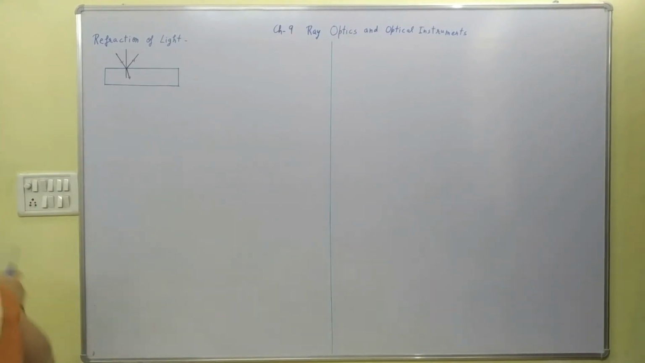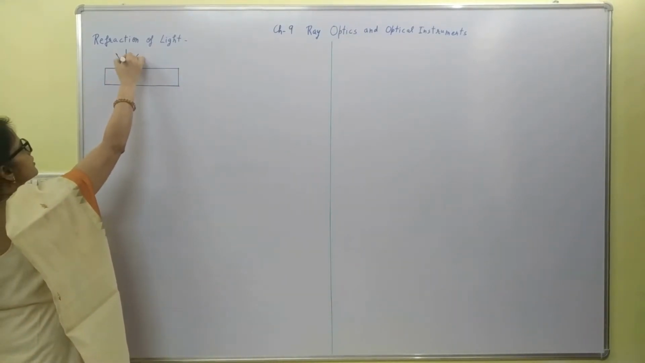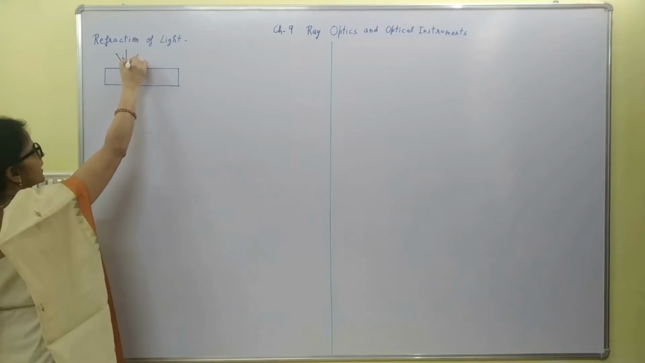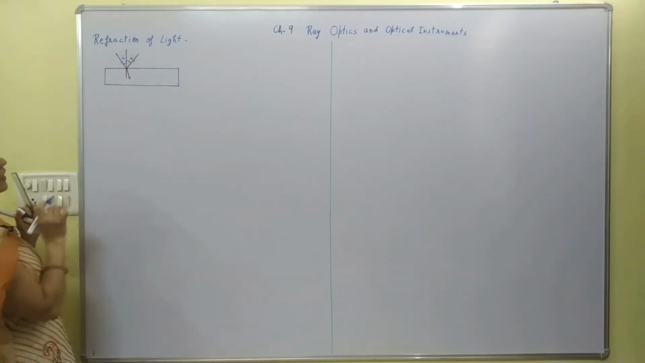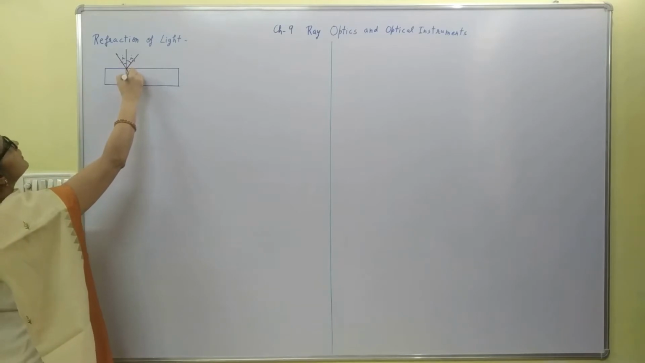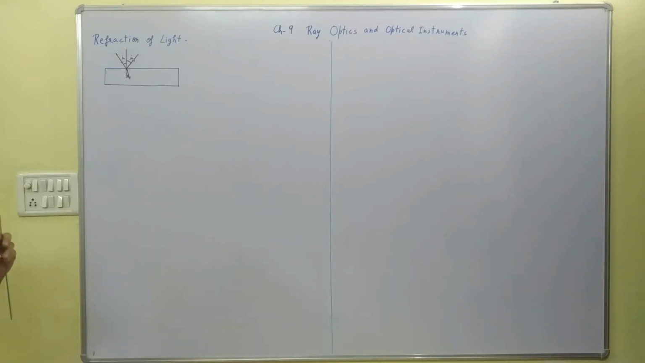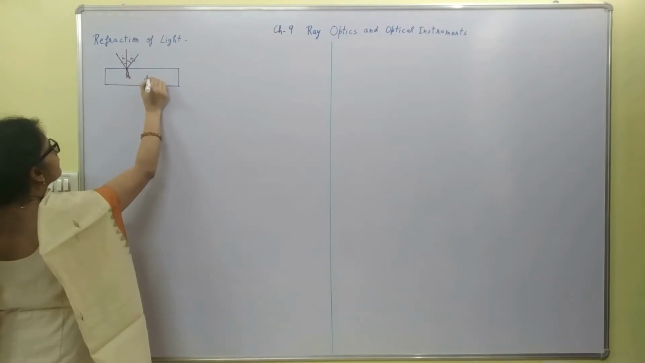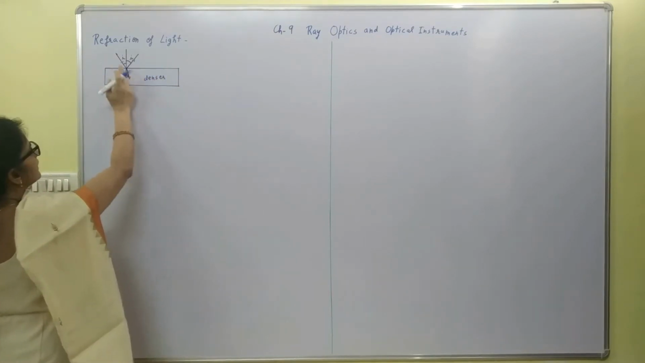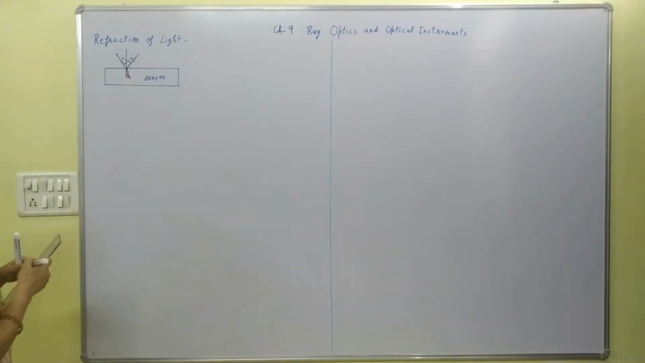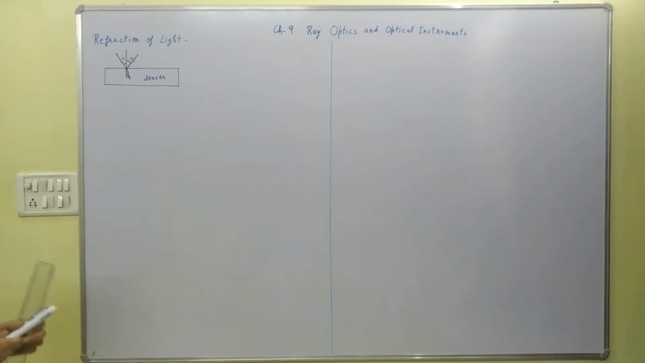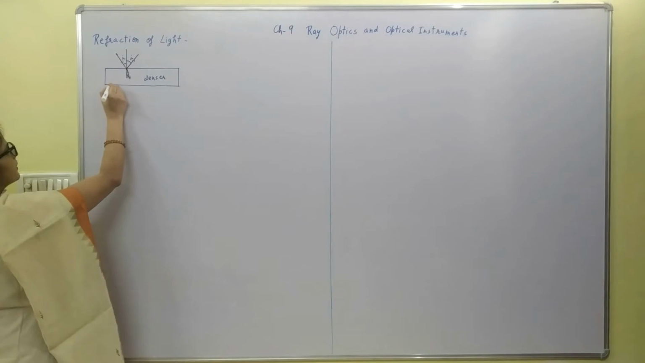Now we can mark the angles. If this is your angle of incidence, we know by laws of reflection that the reflected angle will also be the same, but when it is refracted, then this is the angle of refraction. Now if it is a denser medium, then this light ray bends towards the normal, right? So this is what happens when a light ray strikes a transparent medium. So this is your transparent medium.